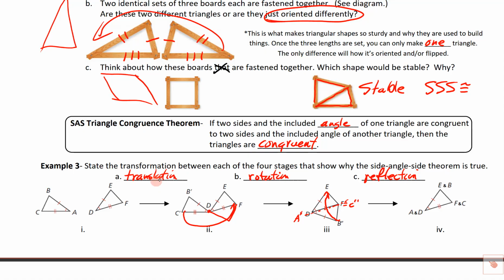So we did a translation, slid those together. We did a rotation, kind of flipped this over here, rotated it over there. And then we did a reflection. We flipped this bottom triangle on top of the top triangle. And now we can see that A and D line up together, F and C line up together, and E and B line up together. So they are indeed the same.